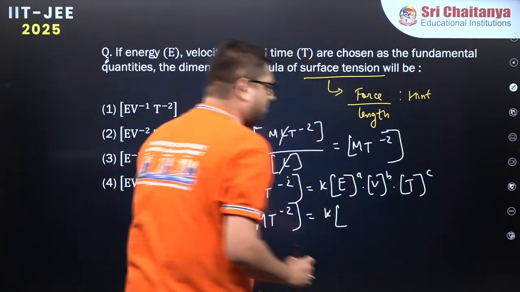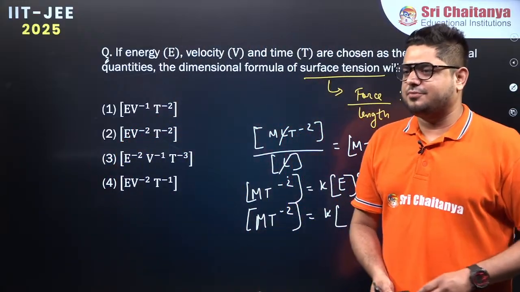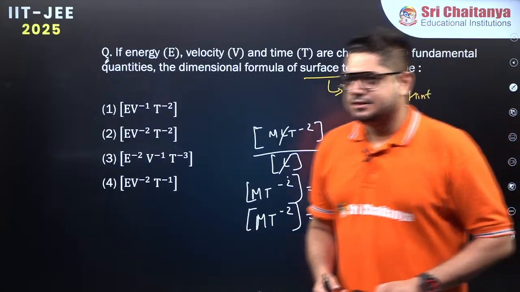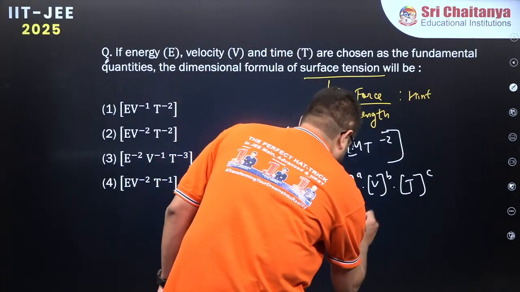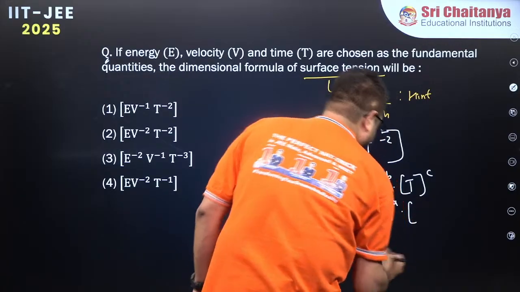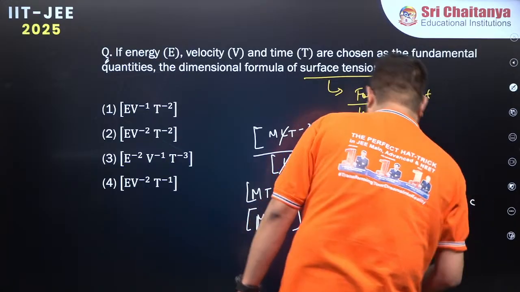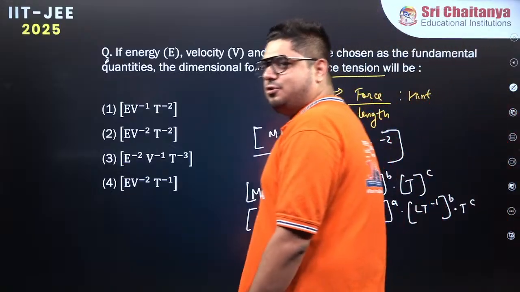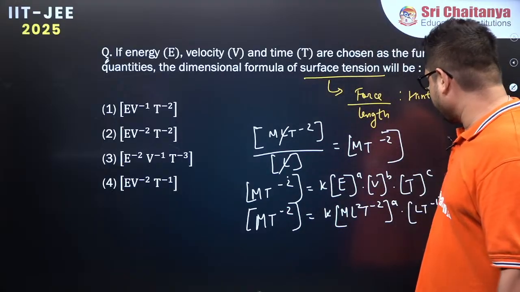What is the dimensional formula of energy, everyone? Write it down over there in the chat box. What is the dimensional formula of energy, of work done? That's going to be ML^2T^-2, to the power A. Velocity, we know, is LT^-1 to the power B, into T to the power C. Are you getting this, everyone? If yes, give a thumbs up. So now what we have to do, someone is getting option 2, someone's getting option 4. Let's try to find it out. Which one do you think will be the right one?